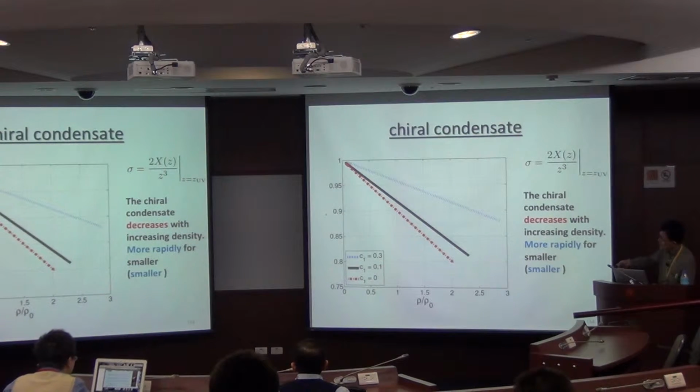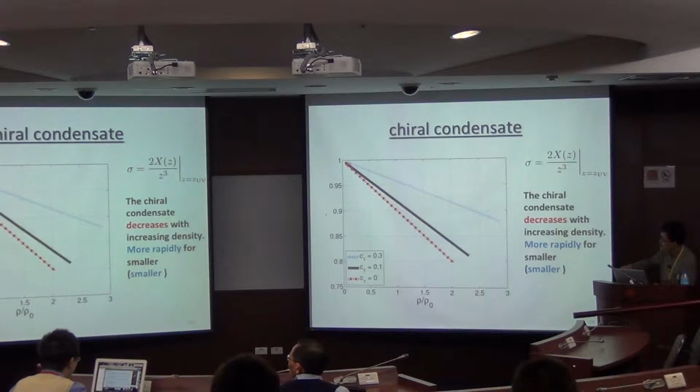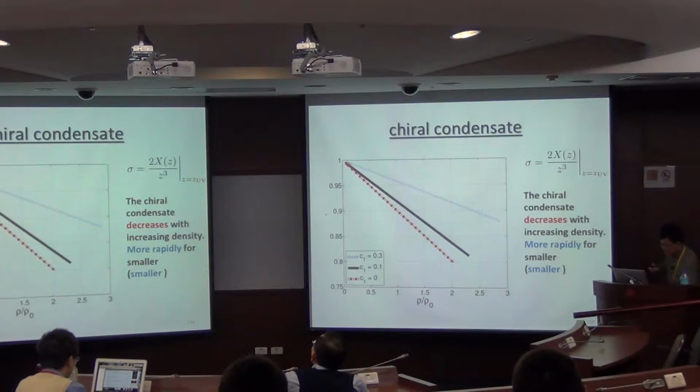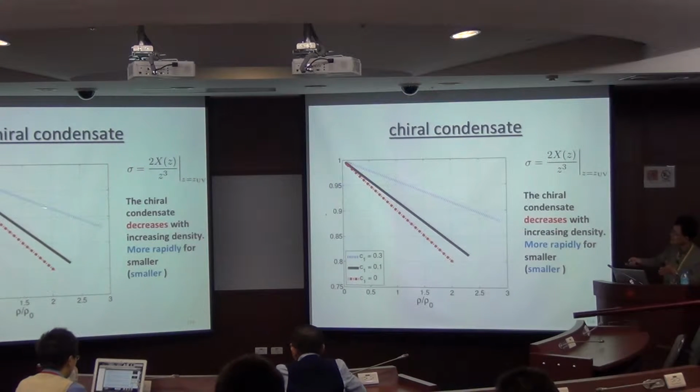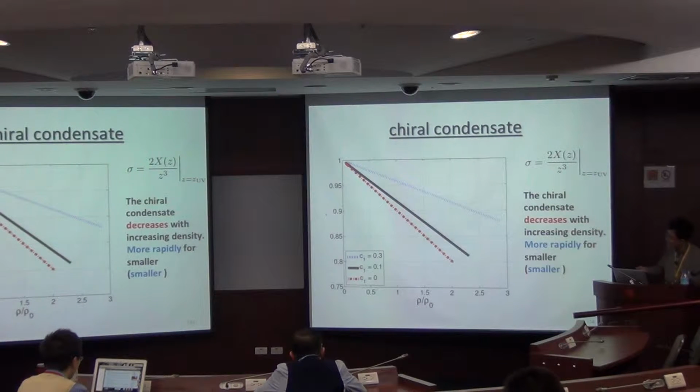Then these three curves correspond to different values of C1. This blue line corresponds to C1 equals 0.3, this black line corresponds to 0.1, and this red line corresponds to 0. This means that the decrease is more rapid for smaller C1. If you have a larger percentage of the chiral broken mass, the chiral condensate decreases more rapidly. Or I should say that when the percentage of the chiral invariant mass is large, the chiral condensate decreases slowly. That is our result, and it sounds reasonable.